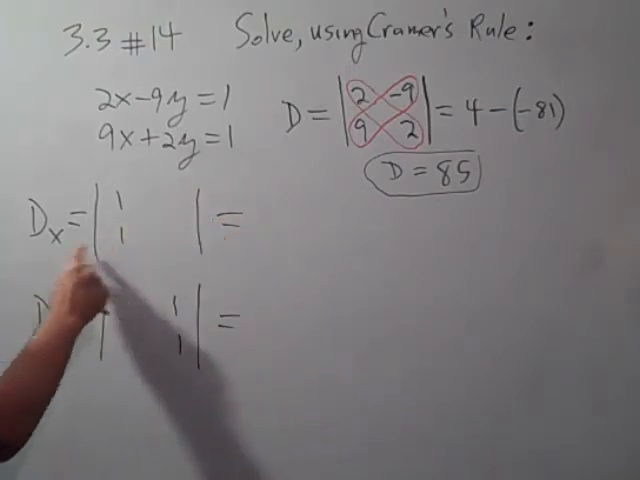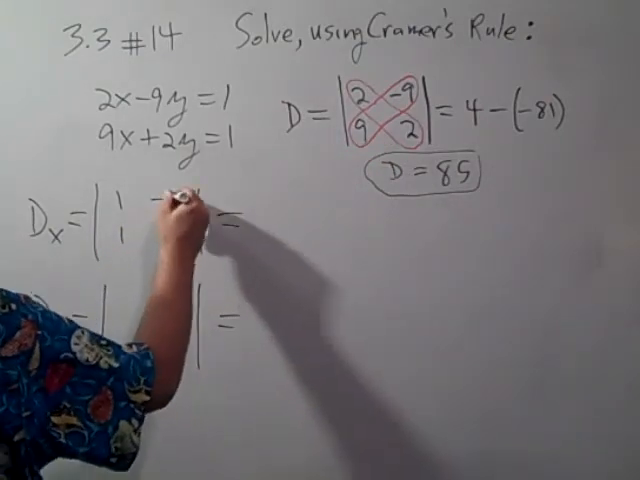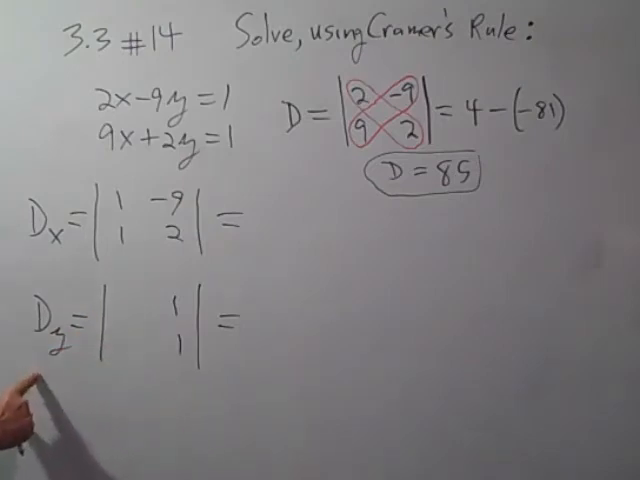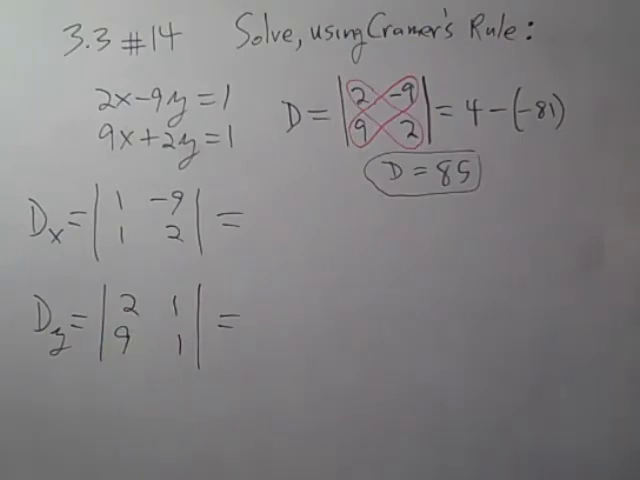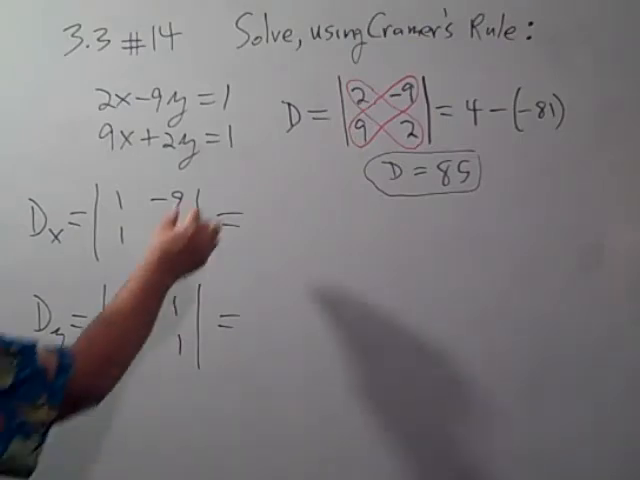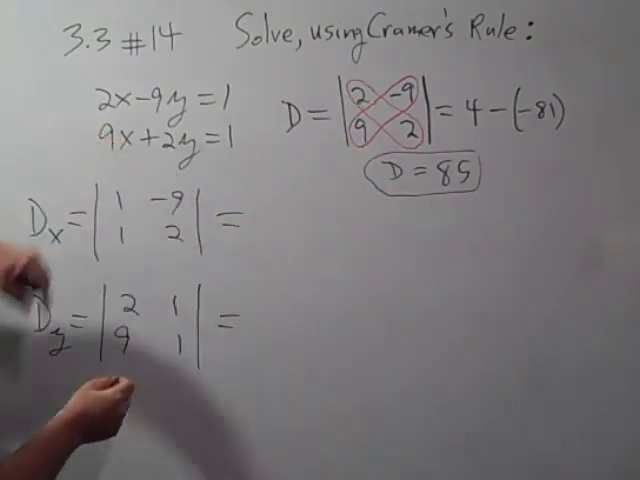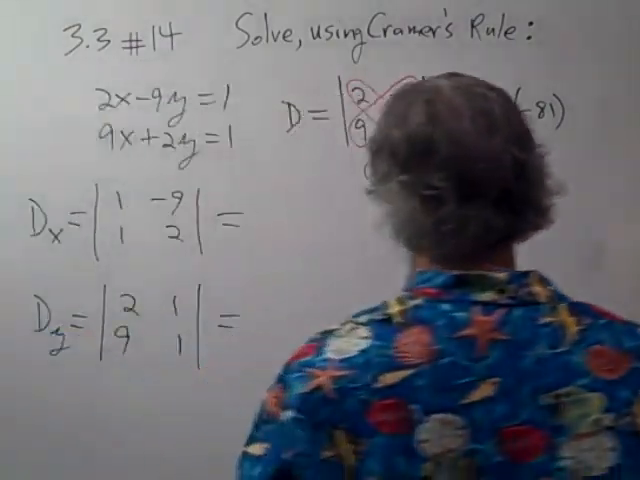The y column of the d sub x determinant is the same as the original D, -9, 2. And the x column of the d sub y determinant is the same as the original column, 2, 9. So it's as if for d sub x, we just took the 1, 1 and covered up the first column of that matrix, and for d sub y, we covered up the second column of that matrix.